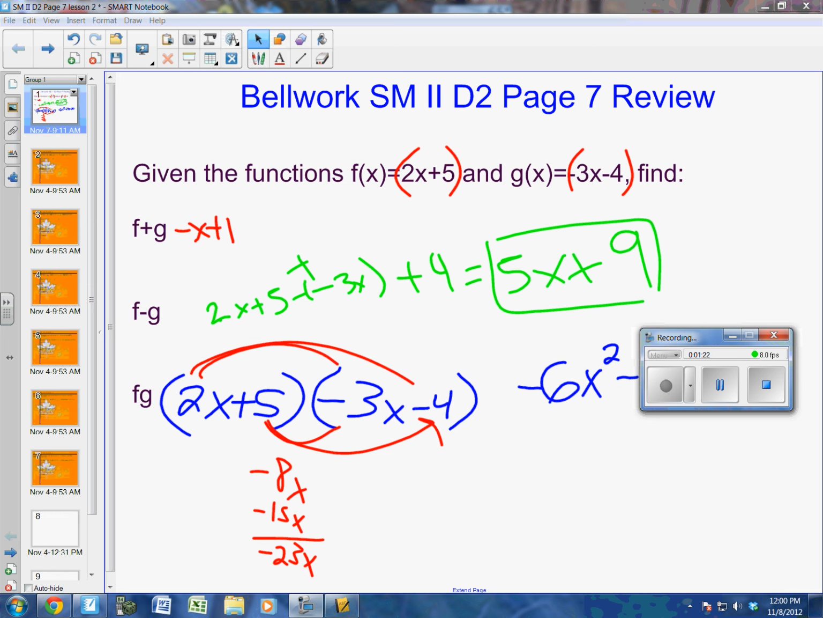Okay, today we're going to do the second part of this. We will also learn how to combine functions using arithmetic operations. That's what we just did on this bell work problem. And then we're going to learn how to do compositions of functions. Okay? So write that down. That is what's coming up next.